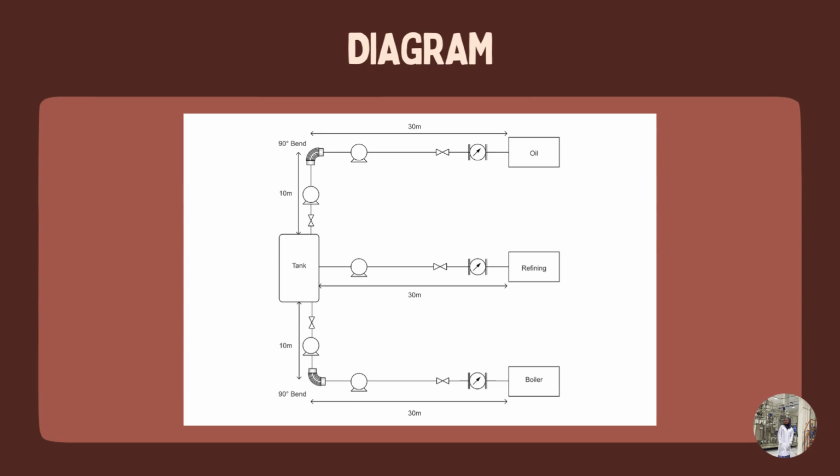It directs the fluid to three key destinations, which are the oil section for storage and further processing, the refining section for purification and separation, and last one, the boiler section for steam generation or heating. This diagram also includes 90-degree bends, which indicate change in pipeline direction and may cause minor pressure loss.